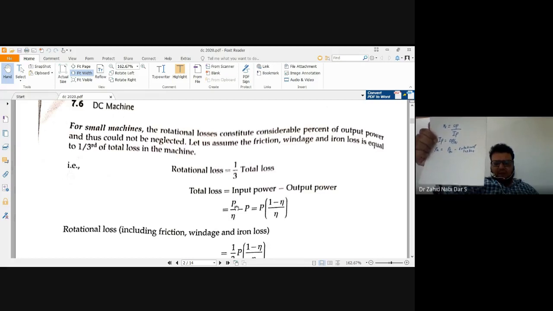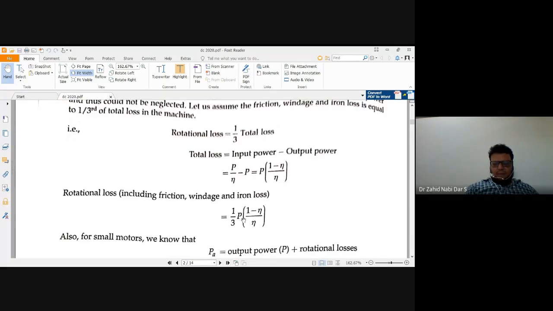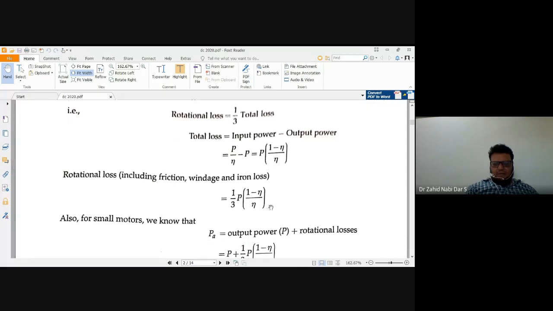So you can take P common outside, and total loss you can write in terms of efficiency: P is equal to 1 minus efficiency by efficiency. The rotational losses we assume to be one third of the total loss. So the rotational loss would be one third of this part, that is 1 by 3 P, 1 minus efficiency by efficiency.